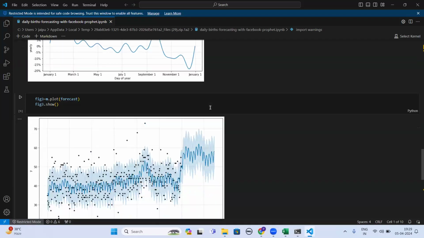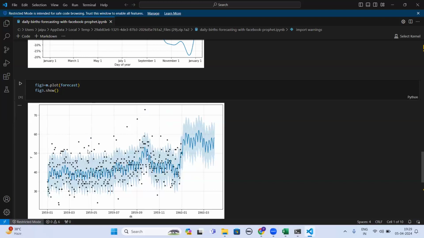Now, after this is done, the next is about the 95% confidence interval. So the shaded region that you are seeing over here is the confidence interval that is present, right?